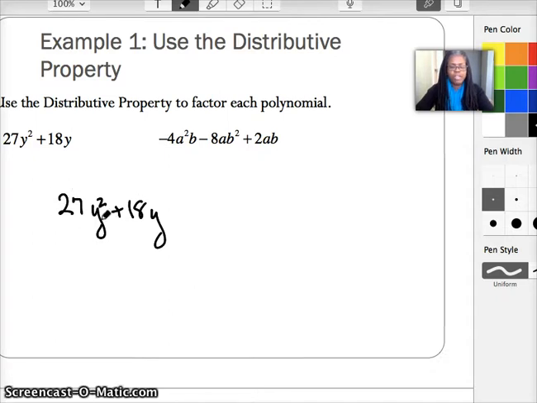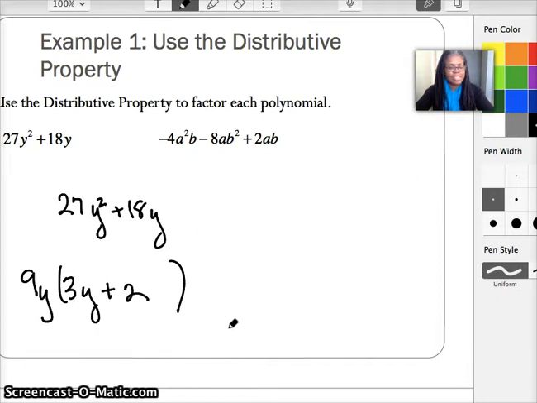So what would the greatest common factor of 27y squared and 18y be? You know that 9 goes into both of those numbers, so definitely 9 is going to be a part of it. And y can go into y squared and y evenly, so I factored out my 9y. What's left is, so now instead of multiplying through, I'm dividing out, right, to figure out what will go here. So 9y divided into 27y squared would leave me with 3y, and then 9y divided into 18y would leave me with 2. And so we've successfully factored that using the distributive property. So that was the first part. Let's look at the second problem.